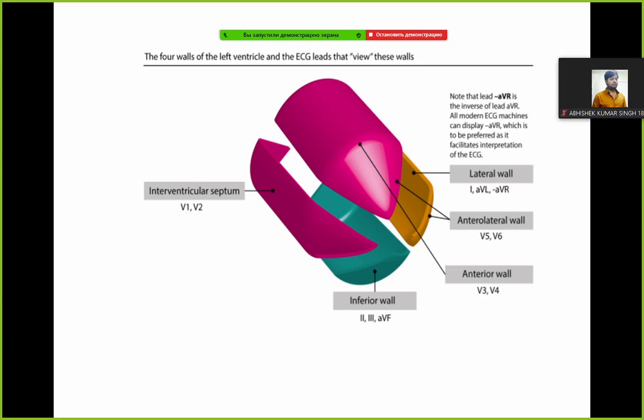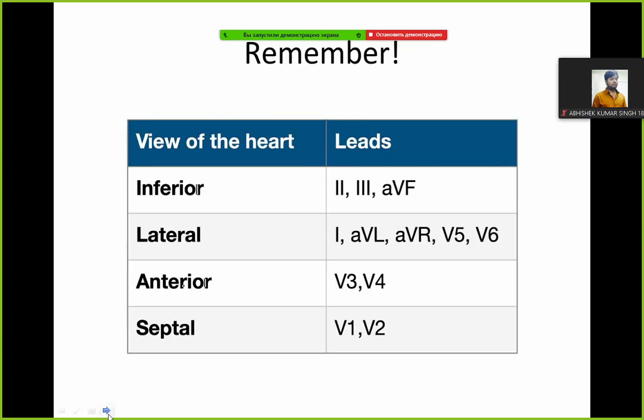You must remember this table. The inferior wall of the left ventricle is detected in the second and third standard leads and aVF. The lateral wall: the first standard lead, aVL, V5, V6. The anterior wall of the left ventricle: V3 and V4 chest leads. And the intraventricular septum: V1, V2 chest leads.